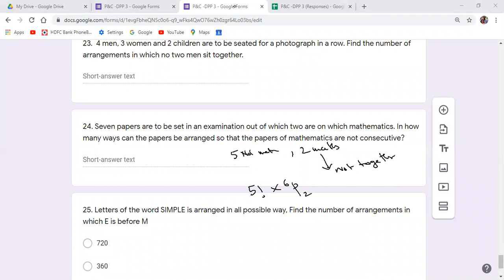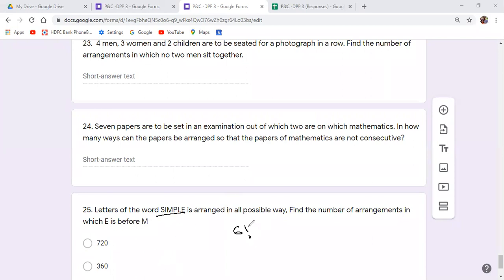Is it fine? Yes, sir. The letters of the word SIMPLE are arranged in all possible ways. Find the number of arrangements in which E is before M. This is a very interesting problem. Total, how many arrangements are possible? 6 factorial, no?